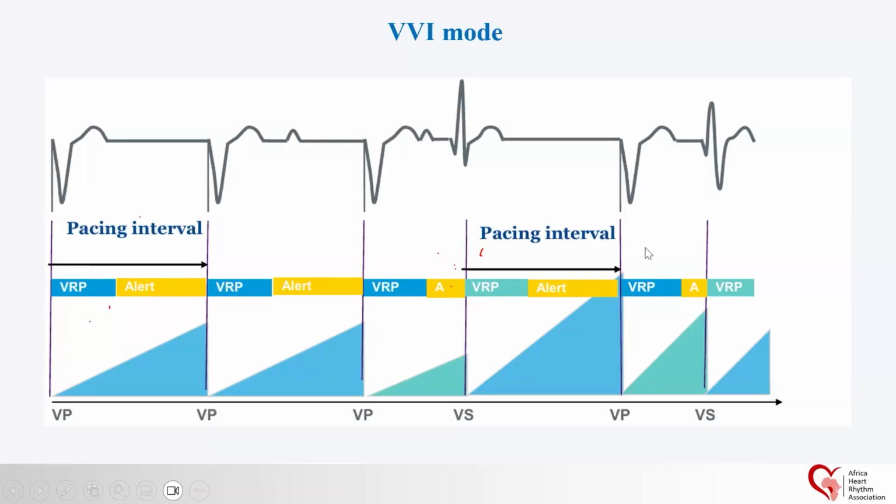Donc, c'est ça les deux modes les plus utilisés dans les pacemakers monochambre : le mode VVO et le mode VVI. D'accord? L'intervalle de stimulation, c'est la fréquence minimale. On a dit que dès qu'on a la fréquence minimale, on programme le compteur.